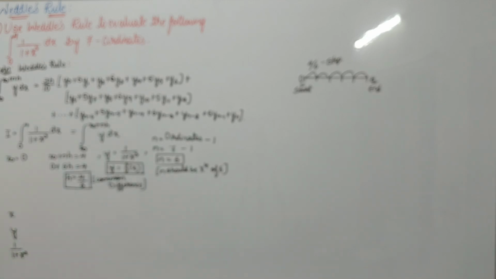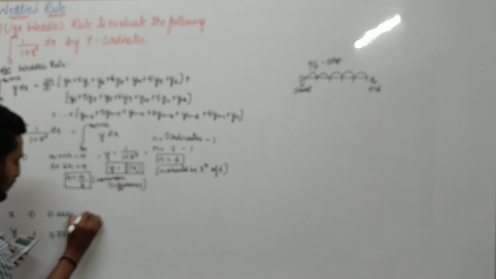Okay, let us represent the terms. Starting from 0, for 0 I have 1. Next I have 0.6666, 0.7714.